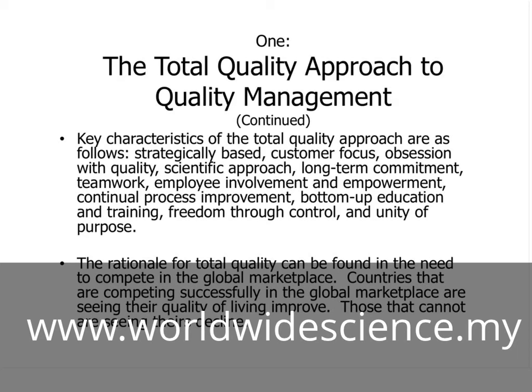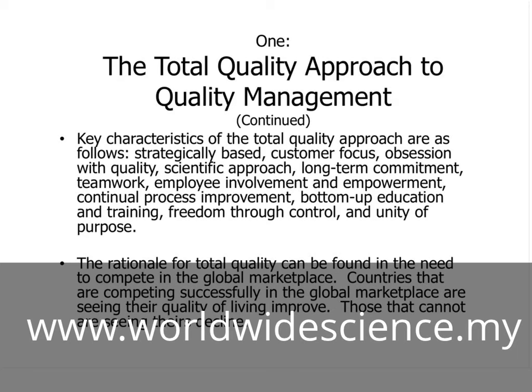The rationale for total quality can be found in the need to compete in the global marketplace. In business strategy, we discussed global competition. We need to have a competitive advantage. One of the best competitive advantages you could ever get is quality improvement. Total quality is one of the best competitive advantages that a company has. Toyota has been claiming to have TQM for years, and they absolutely are one of the best. Or Honda. These companies are focusing on total quality management, and they believe it gives them a competitive advantage in the global marketplace. Countries that are competing successfully in the global marketplace are seeing their quality of living improve.